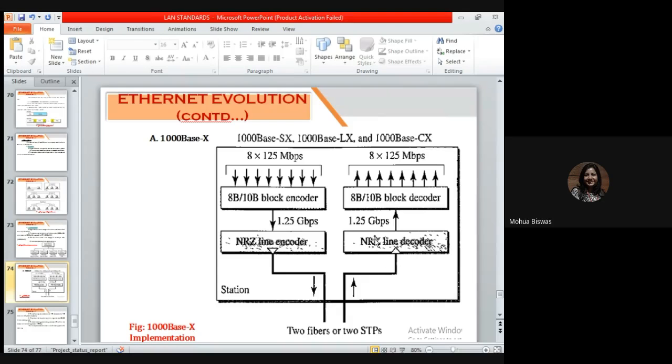Okay. Over. Yeah. You're on this diagram. Am I audible?